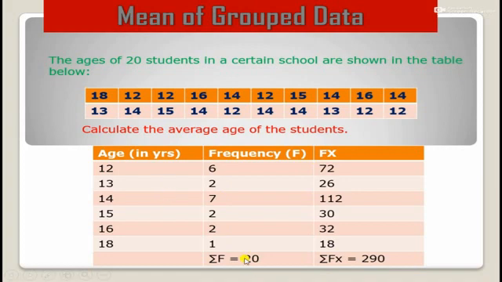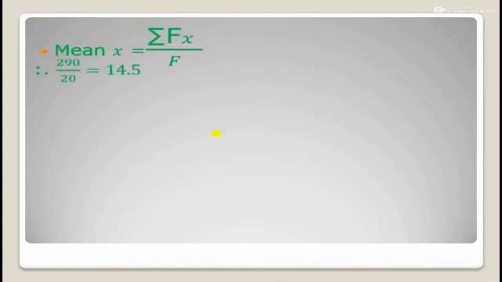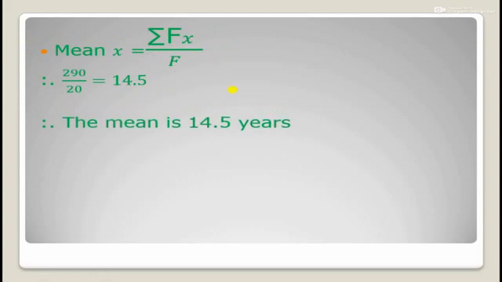And summation of f is what? 20. Then, recall, that mean is equal to summation of f of x all over summation of f. Remember, the summation of f of x gave us 290, all over summation of f, which is the frequency, and that is 20. So 290 divided by 20 will give us 14.5. Therefore, the mean age is 14.5, or 14 and a half years.